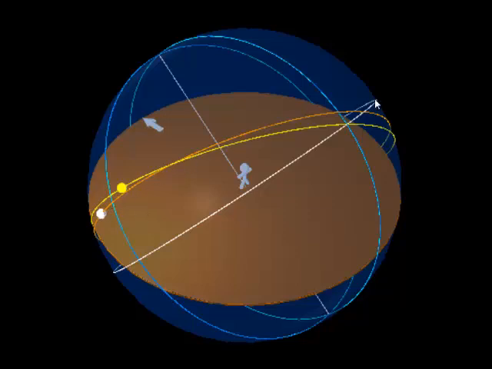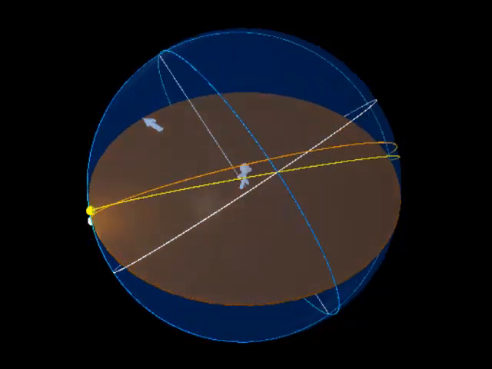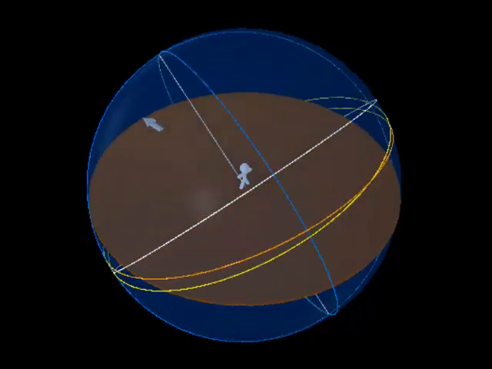The orange path is the path of the moon. Notice they're not the same, but they're close. They're only about 5 degrees apart. And they cross over at a certain point. And where this crossover point is will change over the years. This is going to drift around the circle. So let's just start this moving and watch what happens.